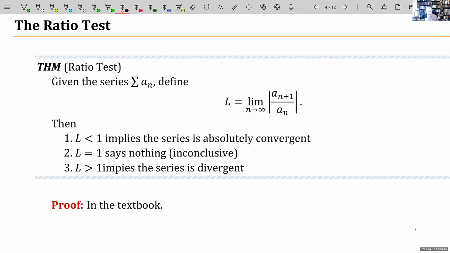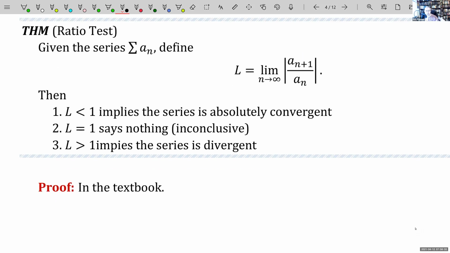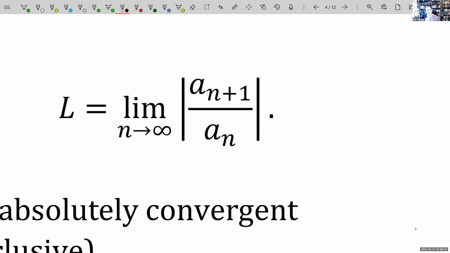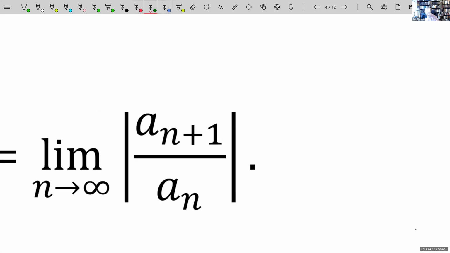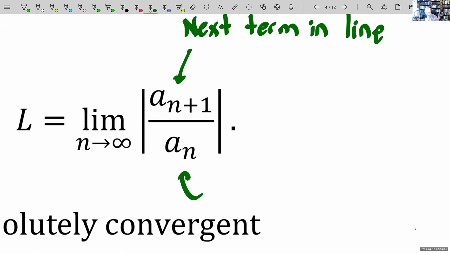So let's talk about this. Given a series, summation a sub n, which could have some alternating terms in it, we're going to define L to be the limit as n goes to infinity of the ratio, that's why it's called the ratio test, of the next term in line to our current term. I like saying it that way. So I'm going to point an arrow and say, this is the next term in line, and this is our current term.